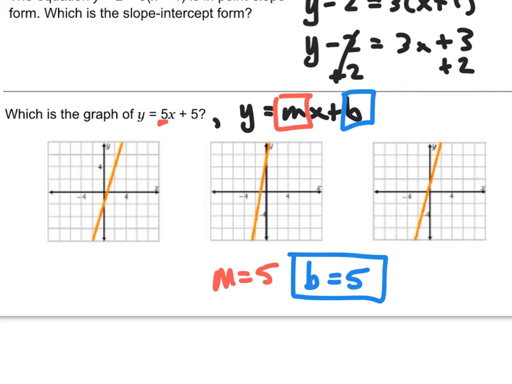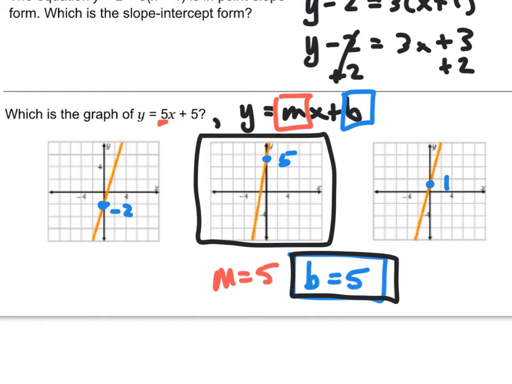And so if I look over here, I notice that this graph has a y-intercept of negative 2. This graph looks like it has a y-intercept of 5, and this graph has a y-intercept of 1. Because I know for a fact that I am looking for the y-intercept of 5, I automatically know that this is my answer. If there are other questions that you'll see that are kind of similar to this, but that's what I got for that one.